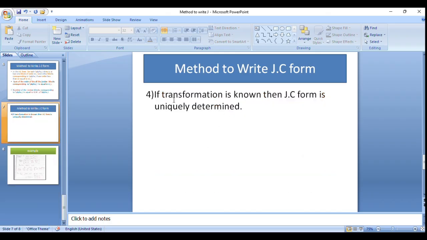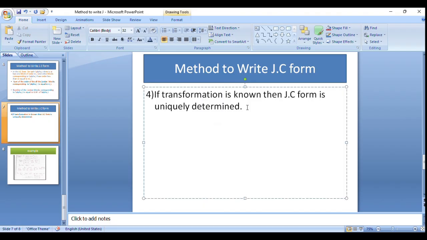And fourth, if the transformation is known, then the JC form is uniquely determined. If everything, geometric multiplicity, algebraic multiplicity, minimal polynomial, characteristic polynomial, is known, then we can write the matrix of the JC form. It will be the unique JC form.